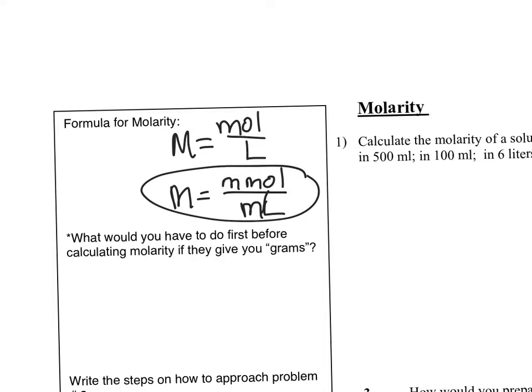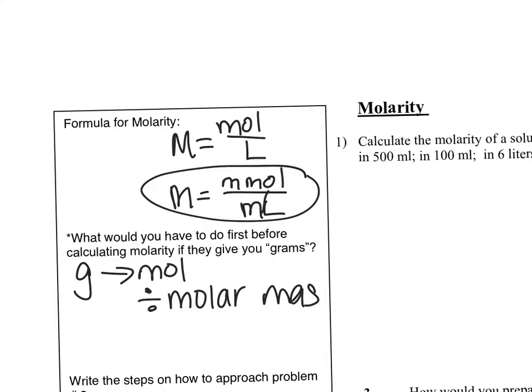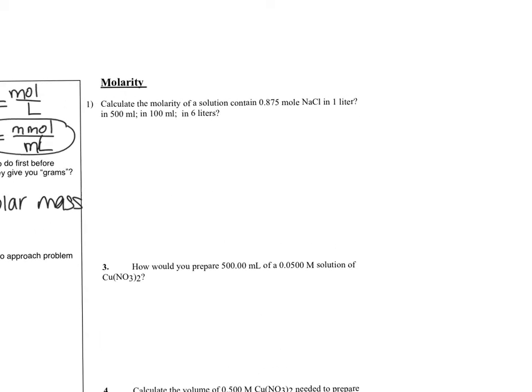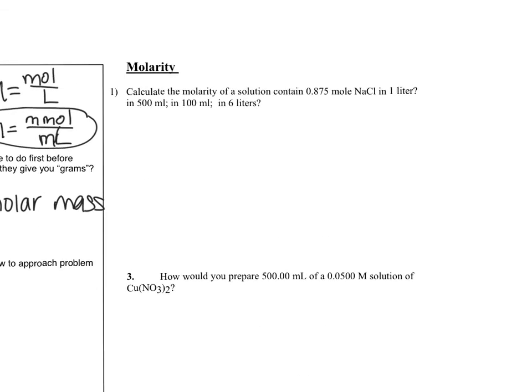All right. So what would you have to do before calculating molarity if I give you grams? Convert to moles. How do we do that quickly? What do you divide by what? Good. Awesome. All right, we're ready to approach these. First one: calculate the molarity of a solution that contains 0.875 moles of sodium chloride in 1 liter, in 500 milliliters, and then 100 milliliters in 6 liters. Whew. So, do we have to make any special conversions on this? No. So what is the first answer automatically? Yeah, 0.875, right?